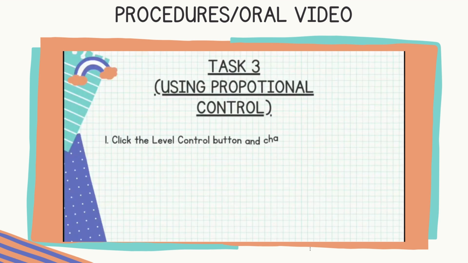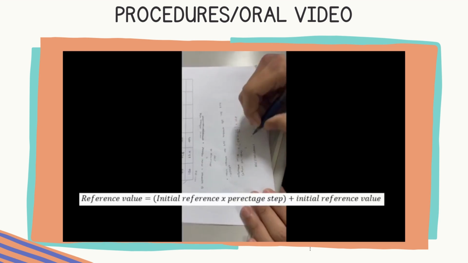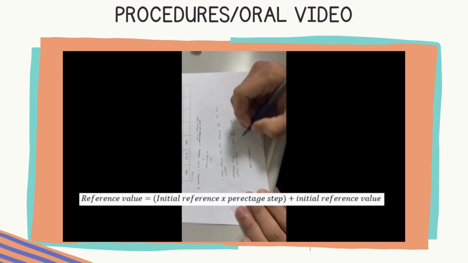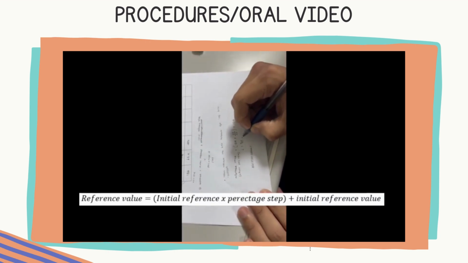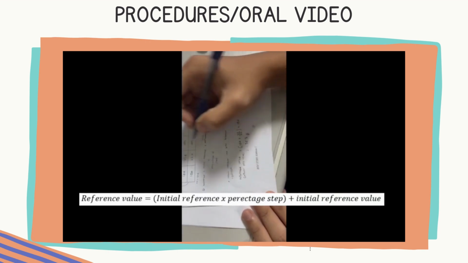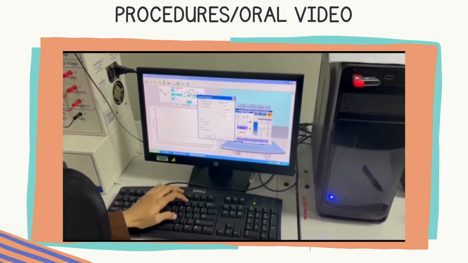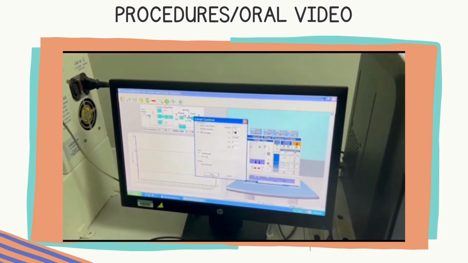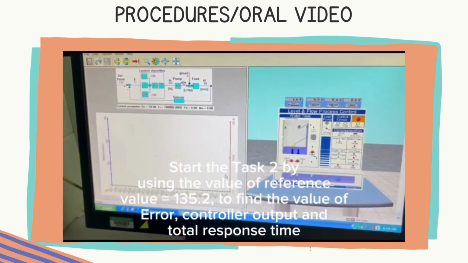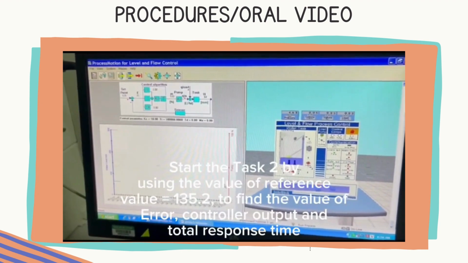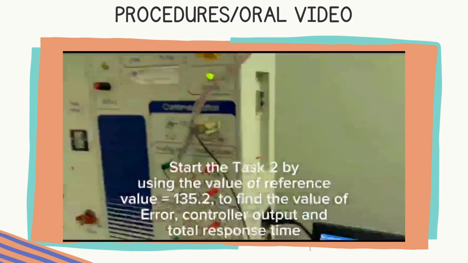Task 3, using proportional control: make sure the value of KC is equal to 10 and then find the reference value by using the formula. Reference value equals initial reference multiplied by percentage of step, plus initial reference, to find the value for each percentage of step. Then calculate all the reference values and start the experiment by using the value of 135.2 to find the error, control output and total response time.